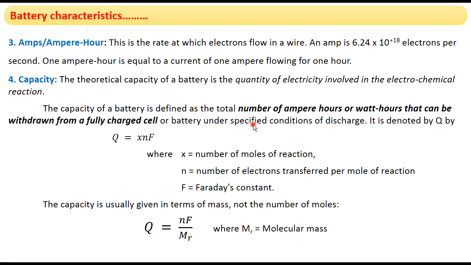The battery should be fully charged. So battery is fully charged, and how many ampere hours we can draw from that fully charged cell, that is considered as its capacity. Under specified conditions, we will draw ampere hours from the fully charged cell, that is its capacity. It is denoted with Q. Q is equal to xnF, where x is the number of moles of reaction, n is the number of electrons transferred per mole of reaction, and F is the Faraday's constant.